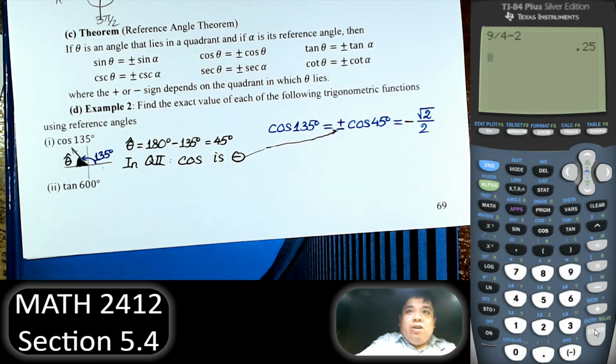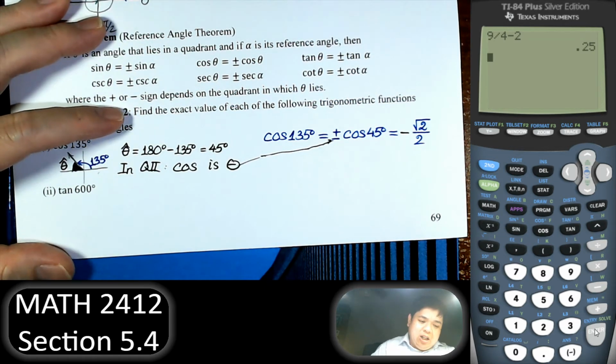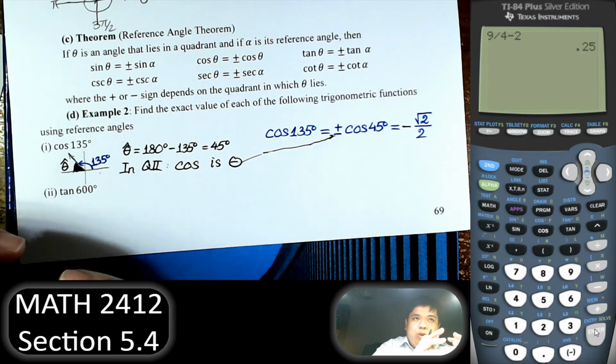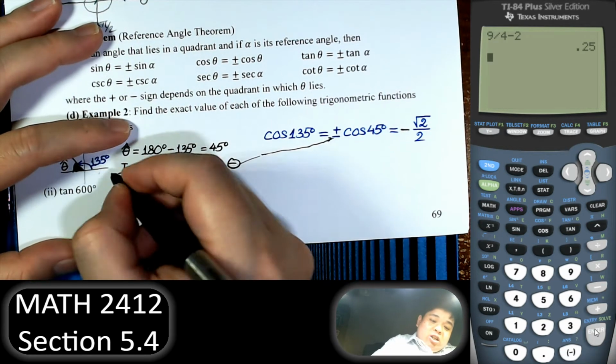Next, tangent of 600 degrees. So first, 600 degrees is a little bit much. So let's subtract 360 to bring this down into an angle between 0 and 360 degrees, so it's easy to manage.